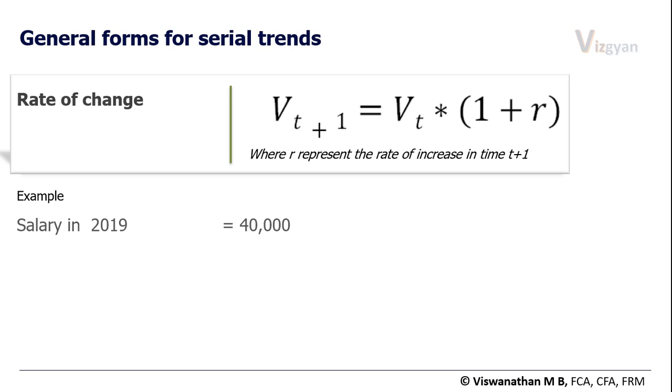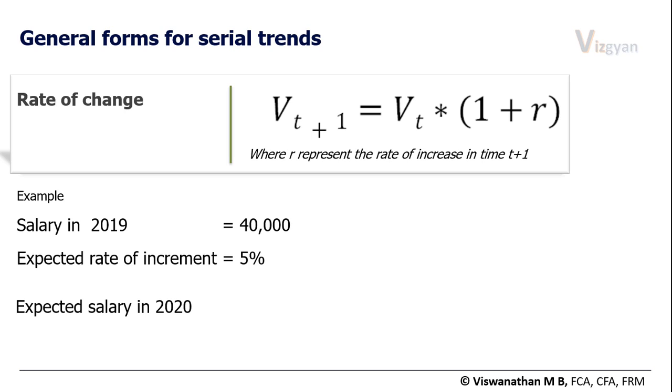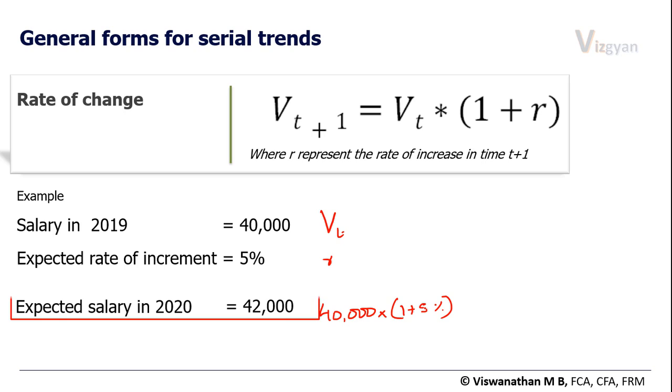So to give you an example, let's stick with the same salary example. Salary in 2019, let's say, is 40,000, but you expect a 5% increase next year. So the question is, what is the expected salary in 2020? 40,000 is the value at time t and 5% is r. So the expected salary next year is going to be 40,000 into 1 plus 5 percent, which is simply going to be equal to 42,000. And that's going to be our answer for this.